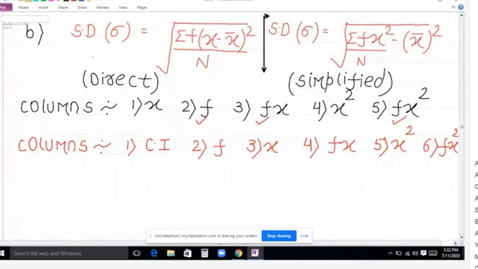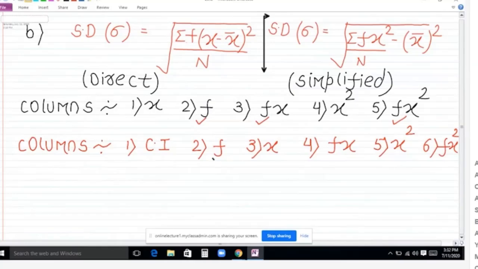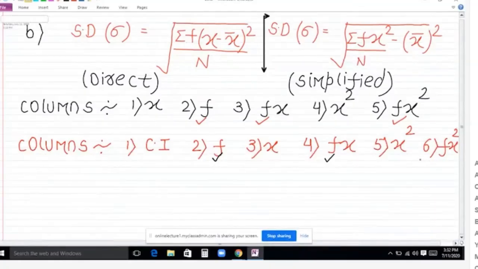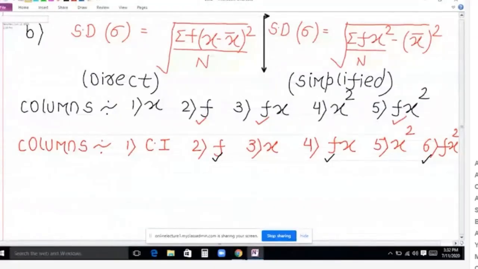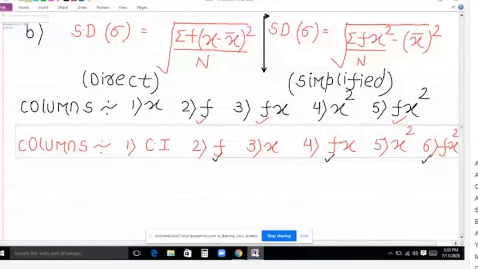Okay children, tell me, now after this we'll have to find the total for which ones? The total will be found for f and fx, that is with respect to the mean. Everyone answer. And then you will have to find the total of fx squared. Did everyone understand? Okay, quickly, keep writing, children, keep writing quickly.